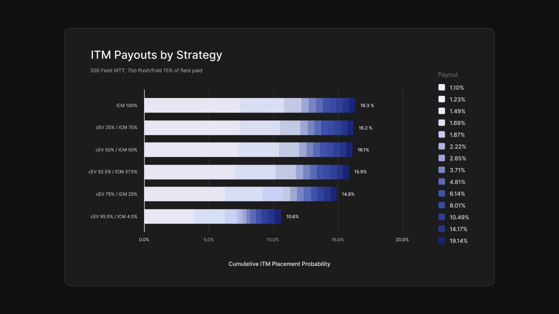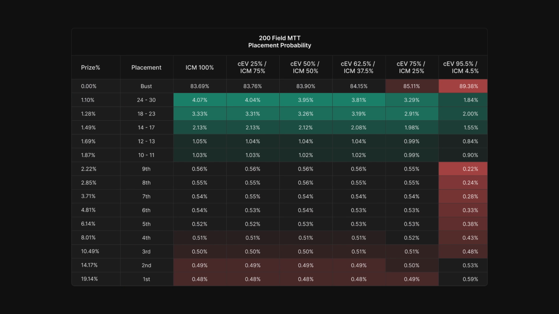Each color along each of these rectangles represents the placement. Here we've detailed how often each placement will occur for each type of strategy. So for example, in this ICM 100 column, we can see how often they're busting and how often they're placing, for example, first, second, third, fourth, and so on. Something interesting occurs here. We'll notice just how often the ChipEV 95 strategy on the right is busting, 89% of the time as shown in the top right corner.